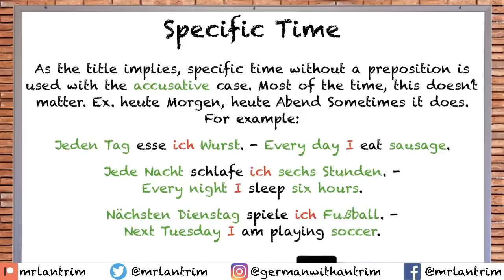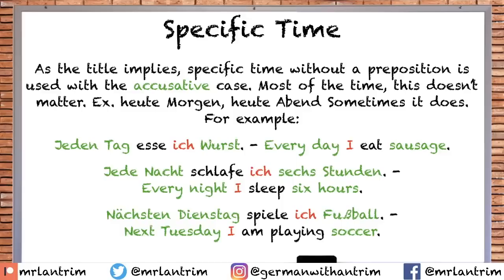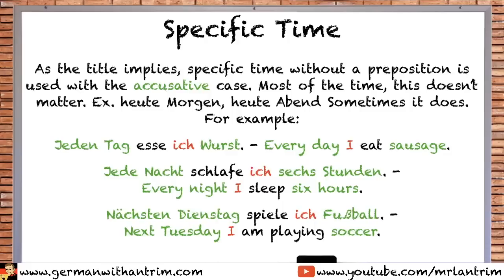Jede Nacht schlafe ich 6 Stunden. Every night I sleep 6 hours. In this sentence, we have jede Nacht as the accusative thing. It has an E at the end because Nacht is a feminine noun. And it's in the accusative case, so we don't have to worry about changing things to jede or something like that. But it is specific time here for jede Nacht, every night, that is. 6 Stunden is the direct object there. That's the thing being slept. It's 6 hours. It's a little bit of a weird sentence, but it's still accusative there, so it's highlighted in green too.